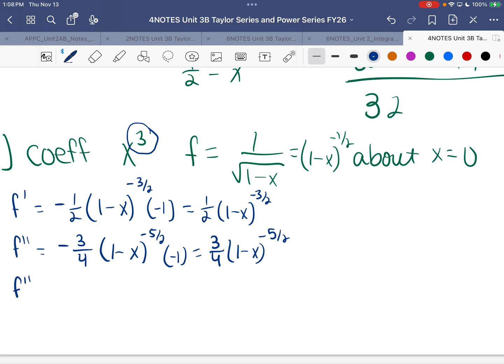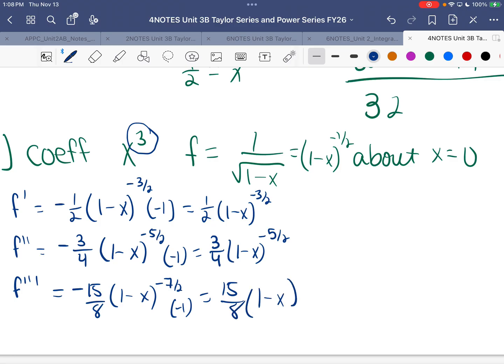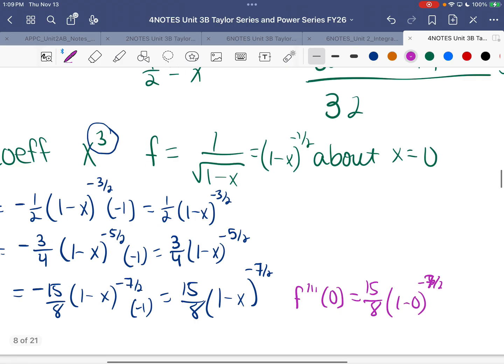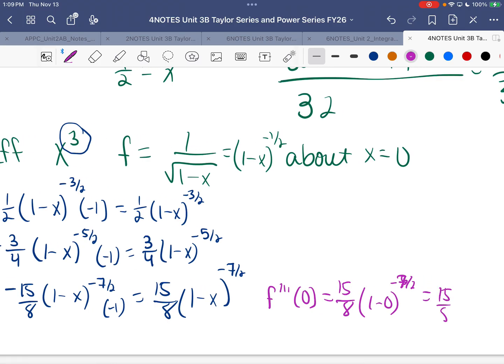Okay, third derivative. Oh, yay, I'm almost done. Okay, we're going to have negative 15/8 times negative 1, slap baby, positive 15/8. And we're about x equals 0. So I'm plugging in, I'm getting f triple prime at 0 would be 15/8. 1 minus 0 to the, it doesn't matter, power, because that's just going to be 1, is going to be 15 over 8. So is it 15 over 8?